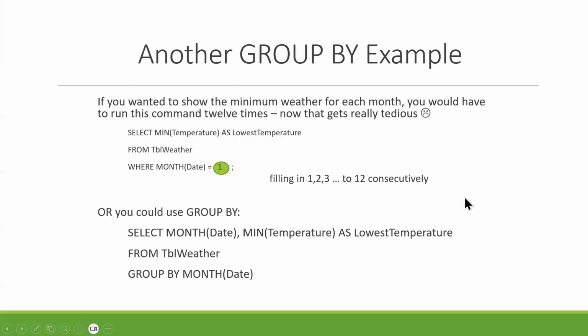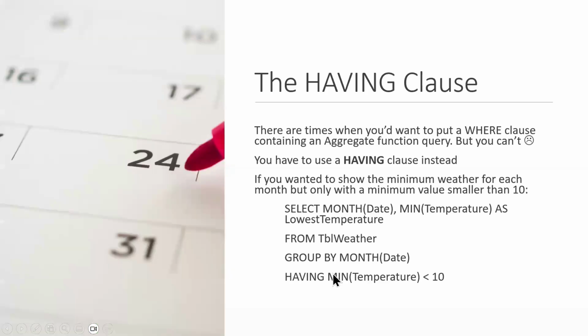Okay, another example. If you wanted to show the minimum weather for each month, you could run this command 12 times, and that could be really tedious. Select min temperature, lowest temperature from table weather, where month brackets date equals 1. And you'd fill in 2, then run it, 3, then run it, and all the way to 12. So you could obviously use a group by instead. Select month bracket date, comma, min brackets temperature as lowest temperature from table weather, and then group by month brackets date. And again, there's the field we've chosen next to the aggregate function. That's the one we group by.